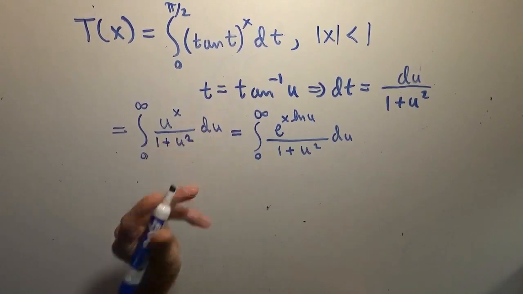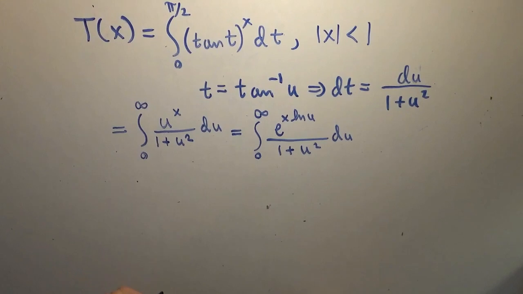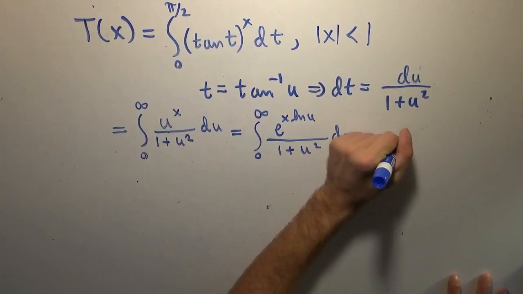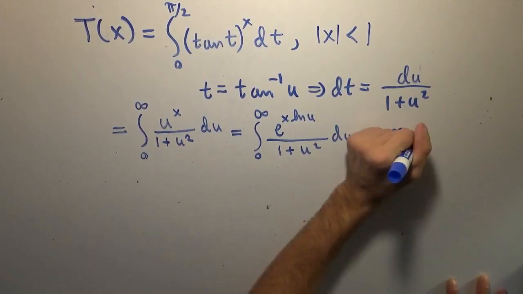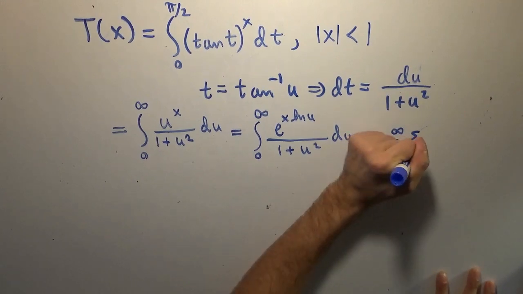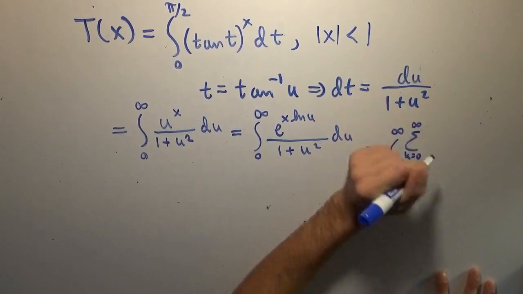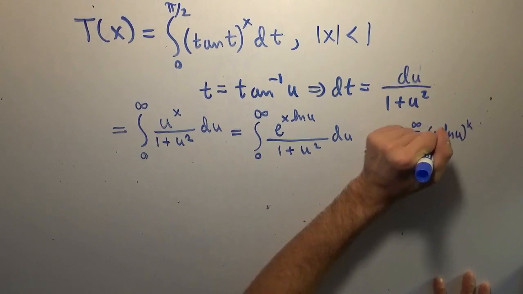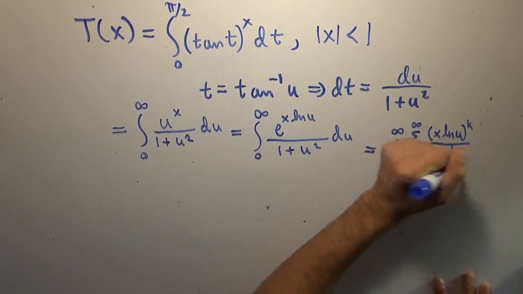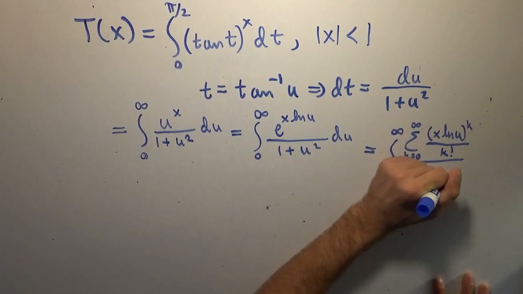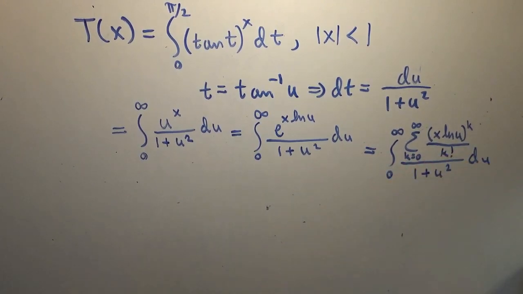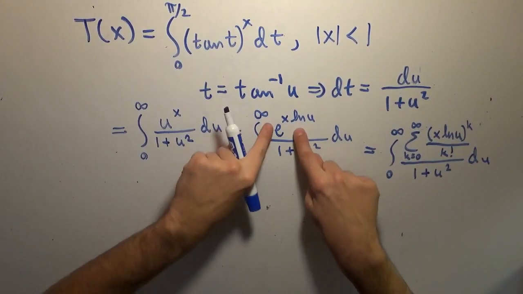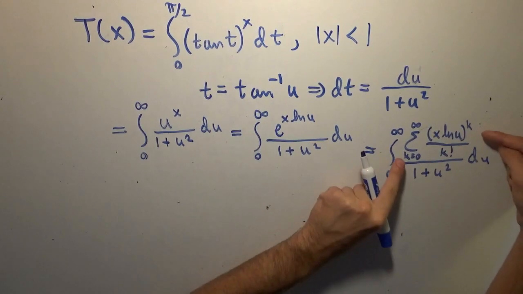Well, what we can do is consider its Taylor series. So we can rewrite this as the integral from 0 to infinity of the sum from k equals 0 to infinity of x times the natural logarithm of u to the power of k, all over k factorial, divided by 1 plus u squared du. I hope everyone's following that. All I did was take the exponential function and write the Taylor series version of it.